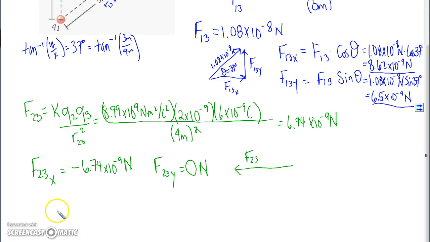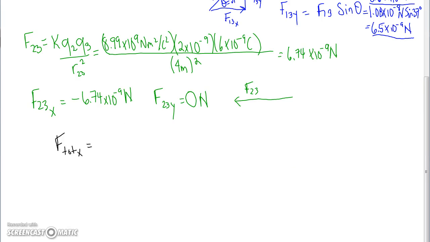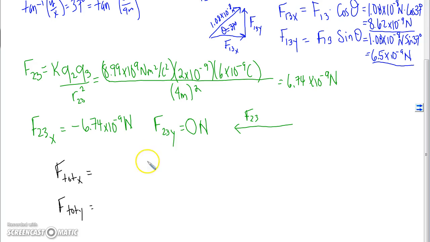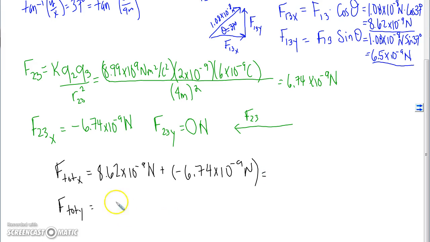So, F total, we need to find the F total x and the F total y, and then we can find F total. F total x is going to be the sum of the x's. So I'm just going to raise this a little bit so we can see the other x's. There we go. The first x we had was from the previous problem, 8.62 times 10 to the -9th, plus the x of this one. Now it's going opposite, so it's going to cancel some of that, which is fine. And we'll get a value for that.